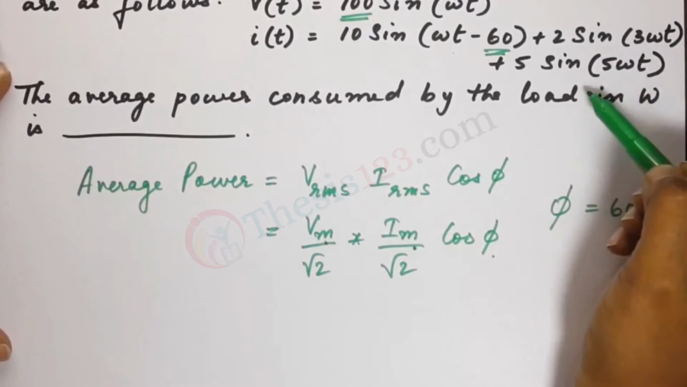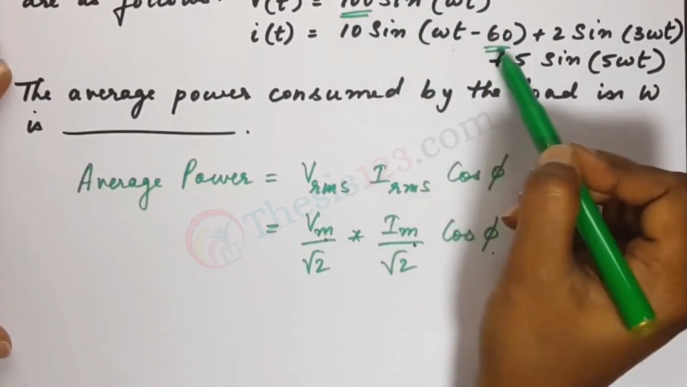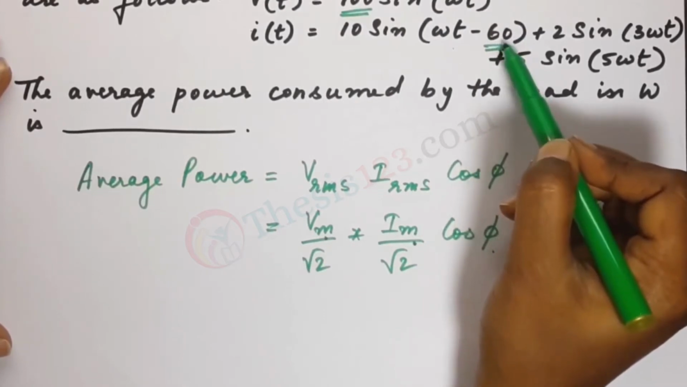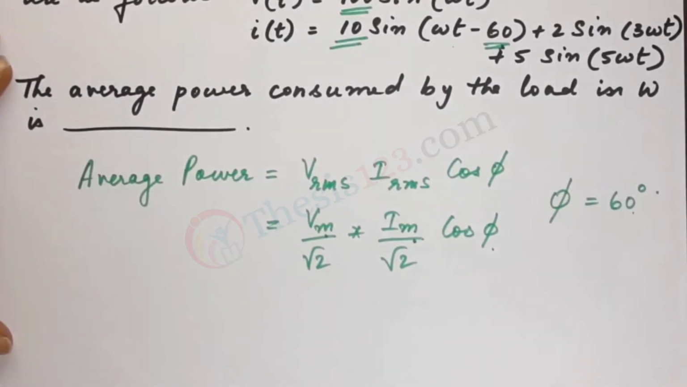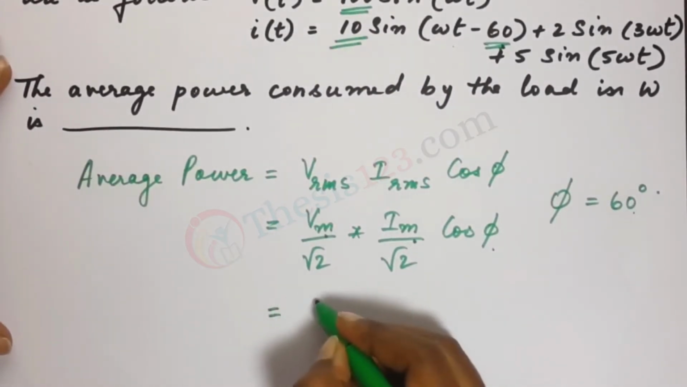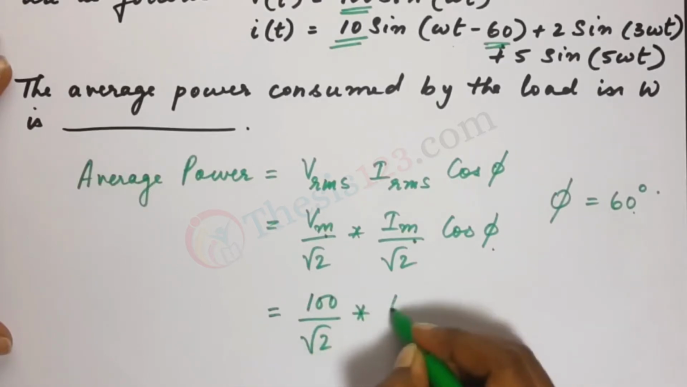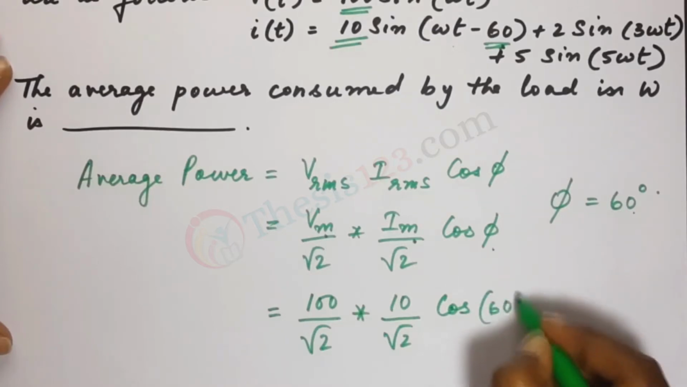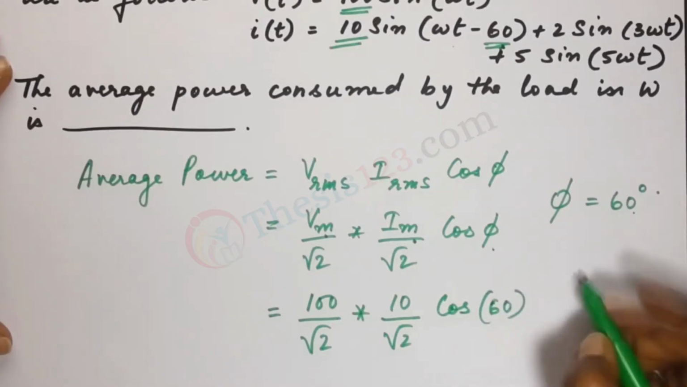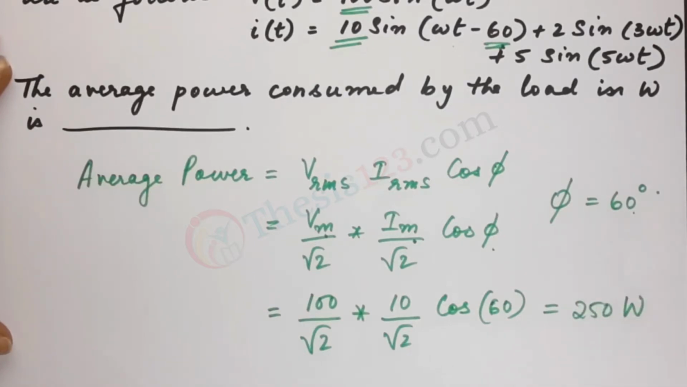Sure, there are other terms in the current, but since the first term consists of the angle, this is going to be our peak current. So substitute the values. We have 100 divided by root 2 into 10 divided by root 2 cos 60. If we solve that, we get the answer as 250 watts. So 250 watts is the final answer.